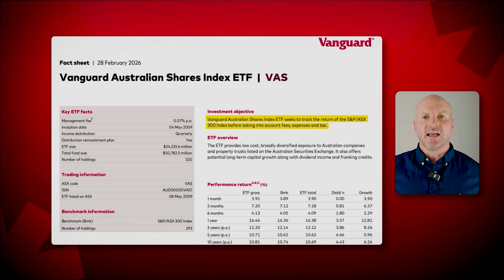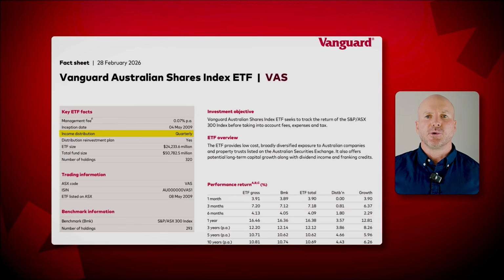So when you buy VAS, you are effectively buying a small piece of many Australian companies in one trade, which gives you broad diversification. Here are the main things to look at. First is the management fee. This is what you pay the fund each year. For VAS, it's 0.07%, which is very cheap. Over time, low fees matter a lot, and you don't pay these fees manually, it's taken automatically from your investment.